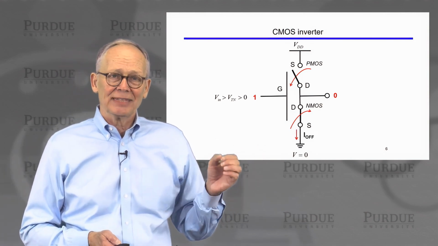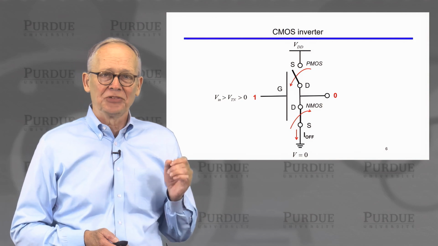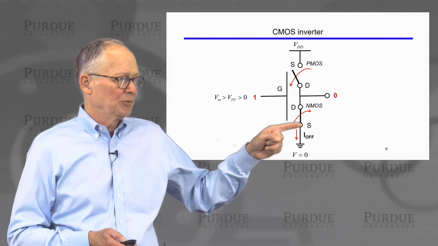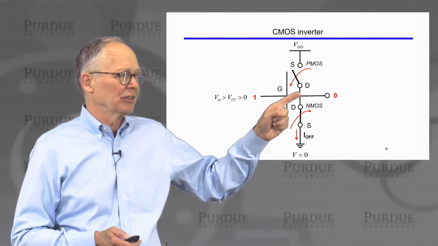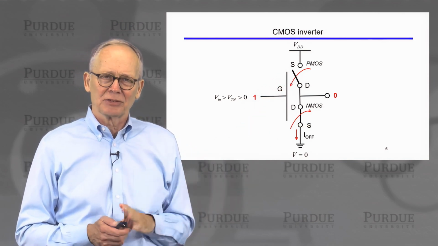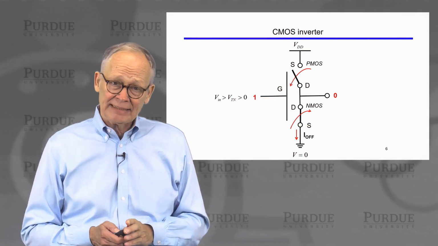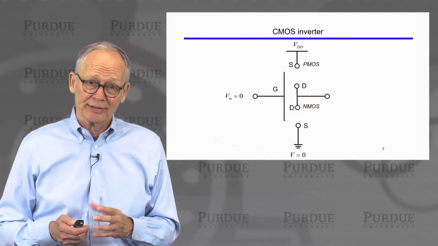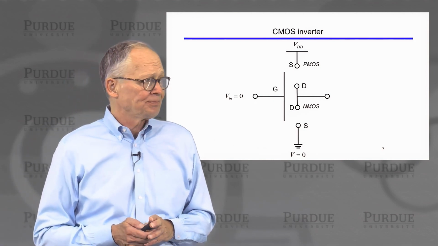Now, I'll point out that in an ideal transistor, there would be 0 current flow. But in real transistors, there'll be some leakage current. Even though one of the switches is open, there's a little bit of leakage current that can flow, and that leakage current is becoming important these days, has become very important.